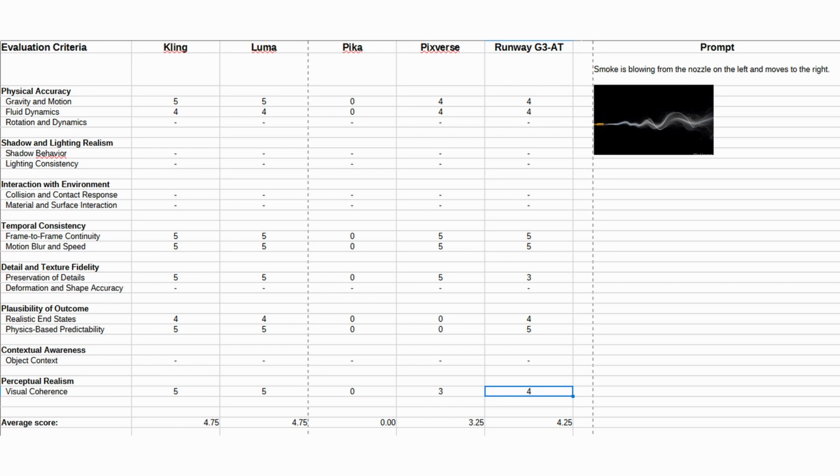This example was a lot simpler than the last one, and so it's good to see that the scores are a lot higher this time around. When it comes to fluid dynamics, you can expect these AIs to do reasonably well.